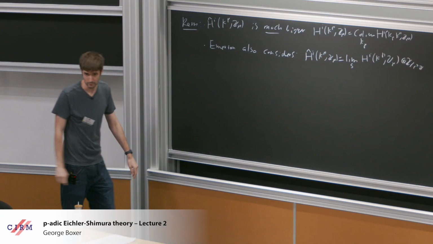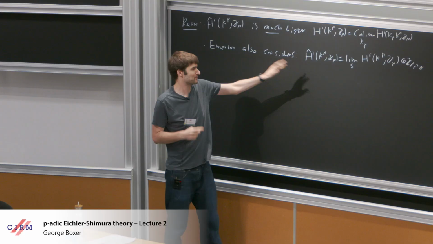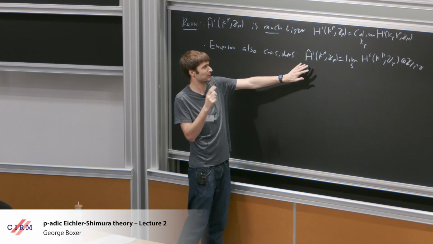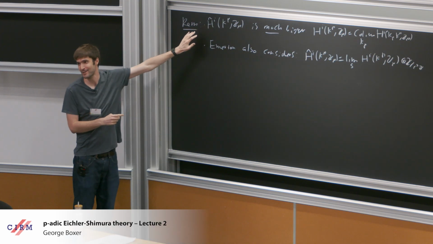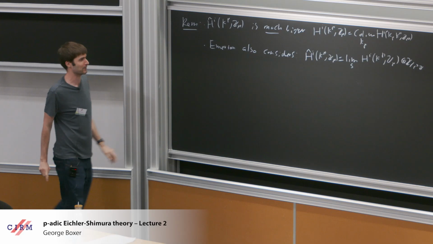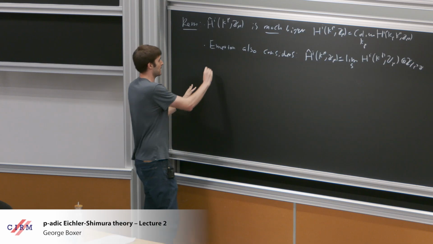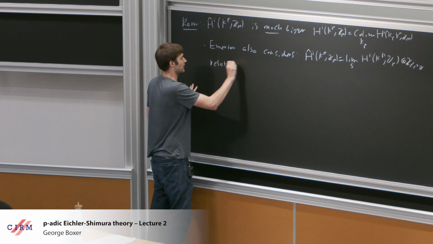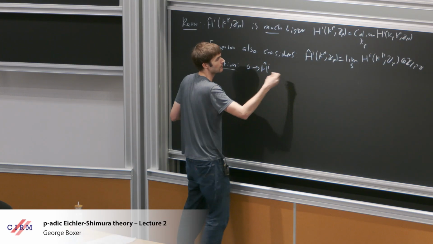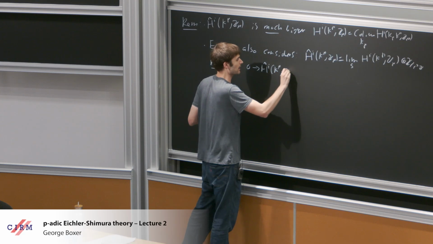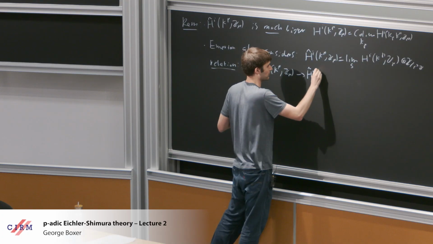I don't actually know, but I'll explain something about this in a moment, I kind of suspect that Emerton considered this definition first because he used hat for this and twiddle for this. But it turns out that in general, the twiddle one is really the better one. So let me explain quickly the relation. The relation is that there are some short exact sequences. This literal completed cohomology actually embeds into the correct definition of completed cohomology.